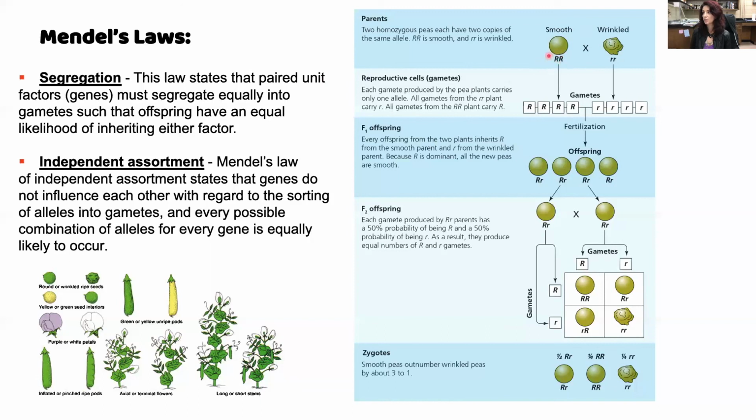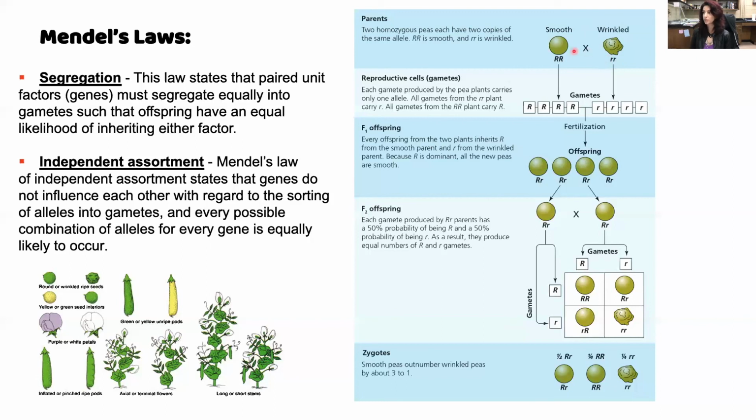So the genotype for smooth here is homozygous, and we know that the dominant allele is capital R, representing the smooth phenotype. So this parent has two copies of the dominant allele, big R, big R. By contrast, the wrinkled parent has two copies of the recessive allele for the wrinkled phenotype, little r, little r. So that is what is meant by homozygous.